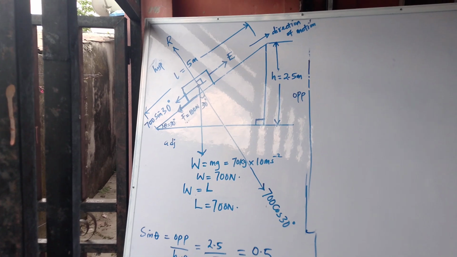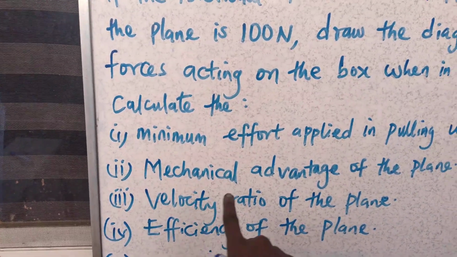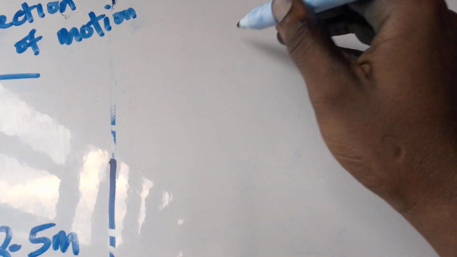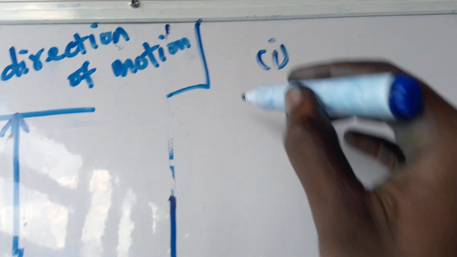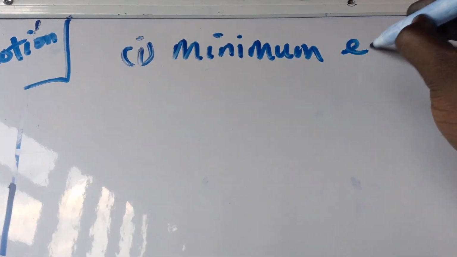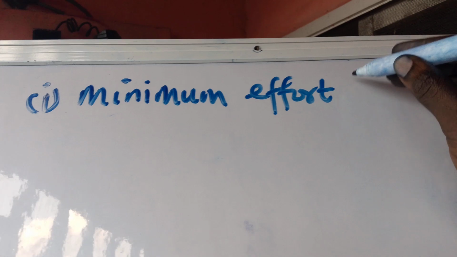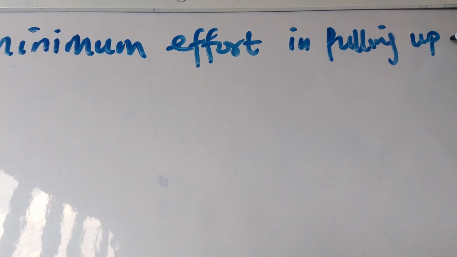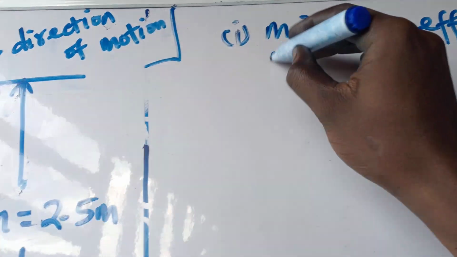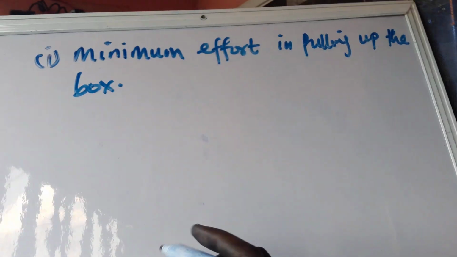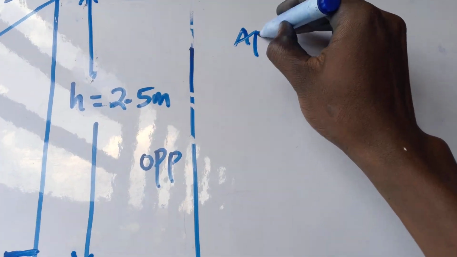Next question says, calculate the minimum effort applied in pulling up the box. So Roman figure 1 says we should calculate the minimum effort in pulling up the box. First, we look for the normal reaction. So apply Newton's third law of motion.